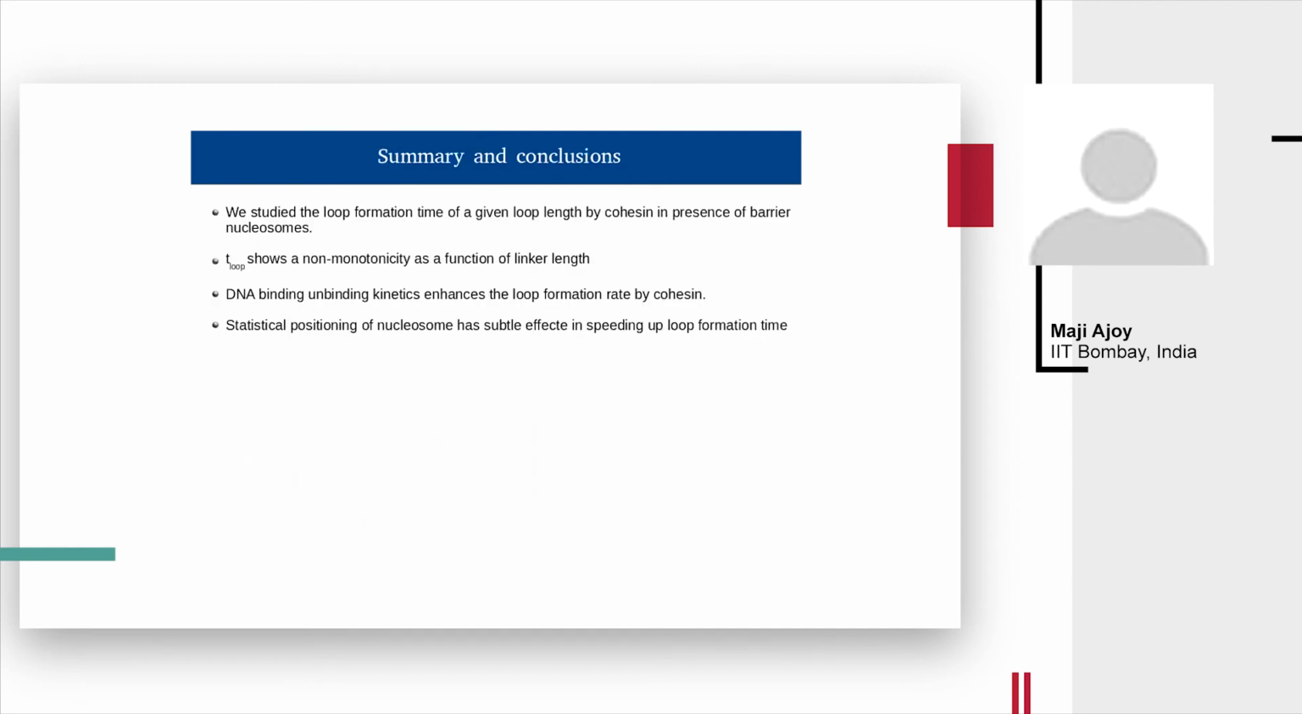Okay, so at the end, these are the conclusions from my talk. We studied the loop formation time of a given loop length by cohesin in presence of a barrier nucleosome. T loop shows a non-monotonicity as a function of linker length, and DNA binding unbinding kinetics enhances the loop formation rate by cohesin. And statistical positioning of nucleosome has a subtle effect in speeding up loop formation time.